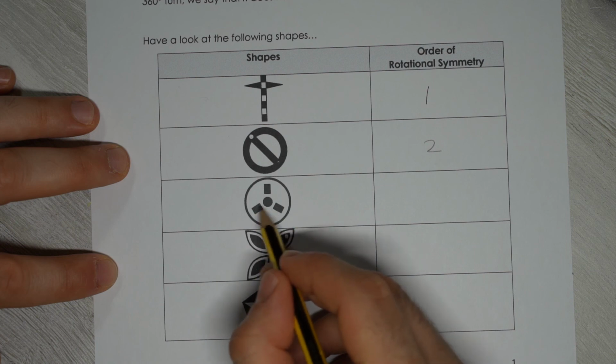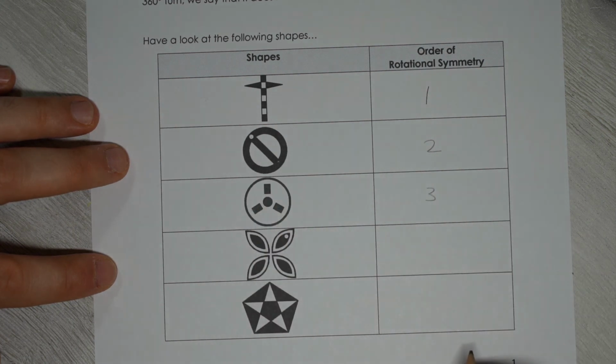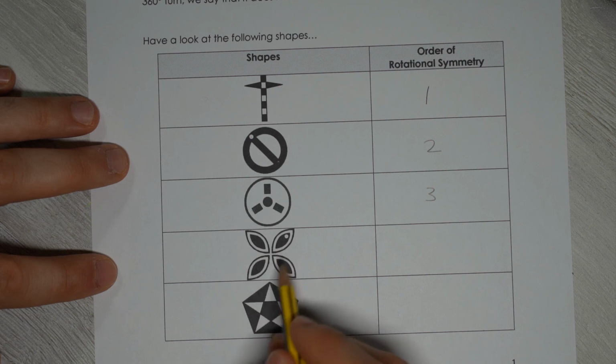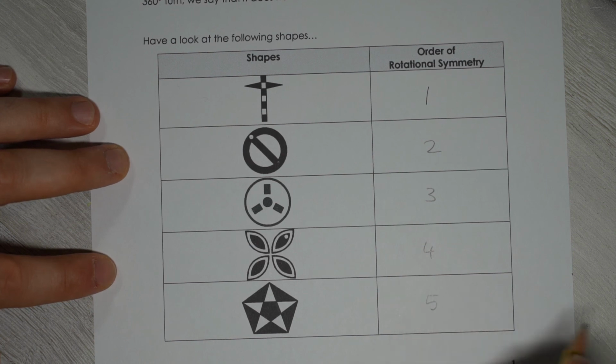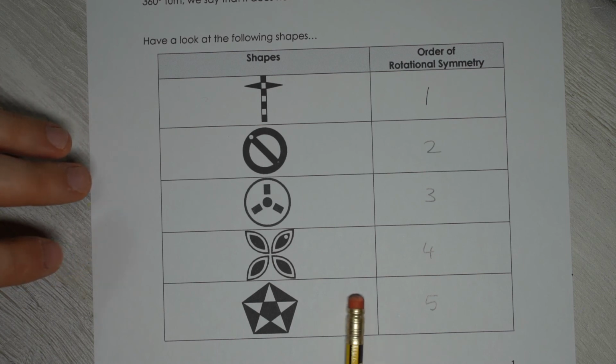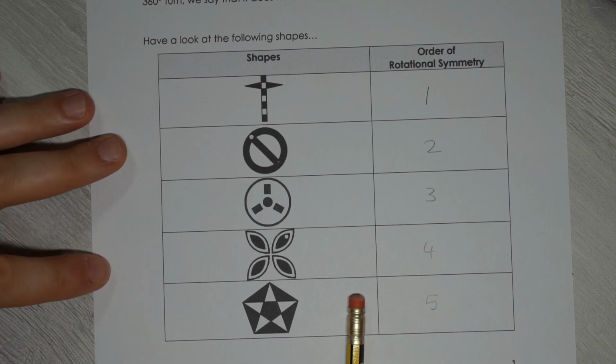The circle with these 3 rectangles, so it will fit onto itself 3 times. These 4 arms, 4 leaves, so order 4, and this pentagon order 5. You should continue the whole worksheet, the 5 pages that you have. As you can see, nothing that complicated.